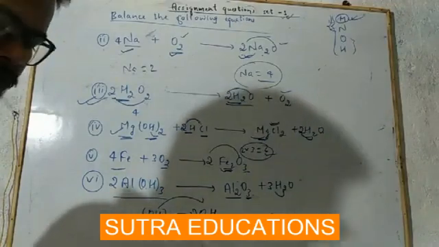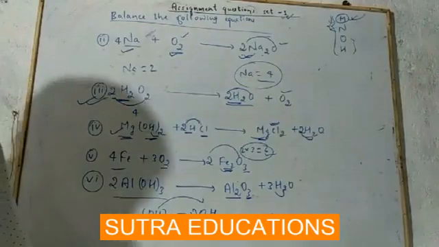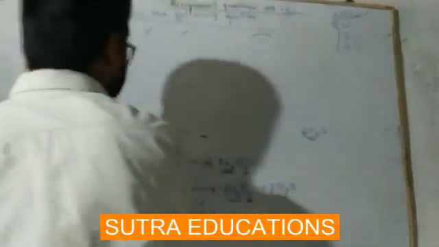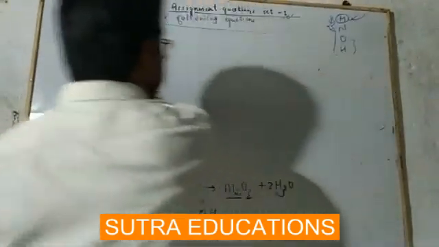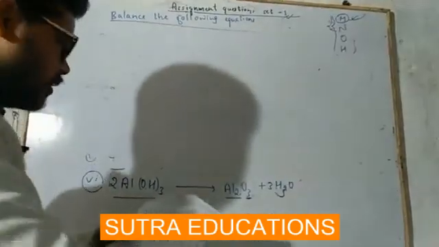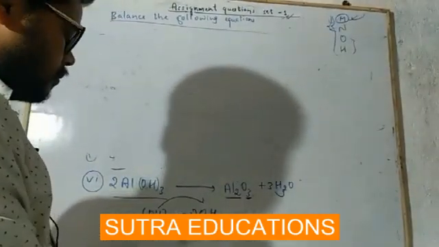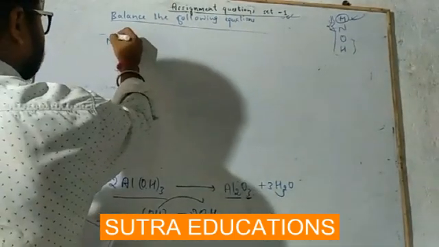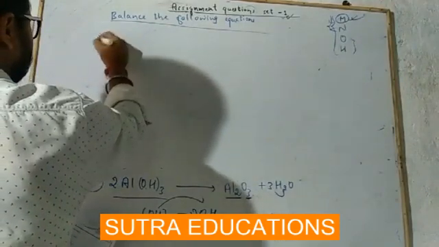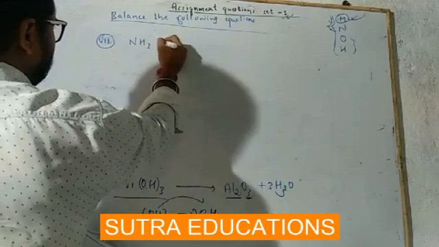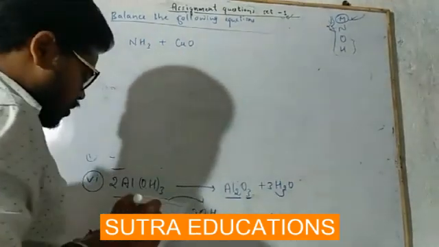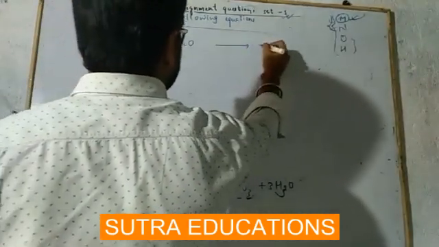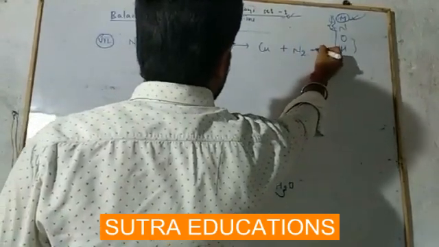Now come to 7th. Seventh is NH3 plus CuO to Cu plus N2 plus H2O.